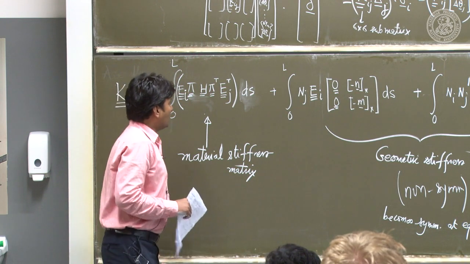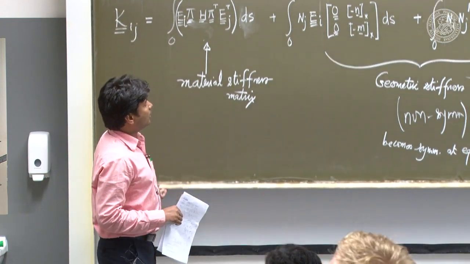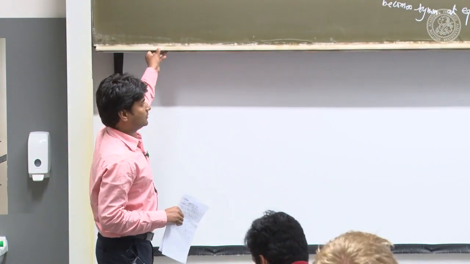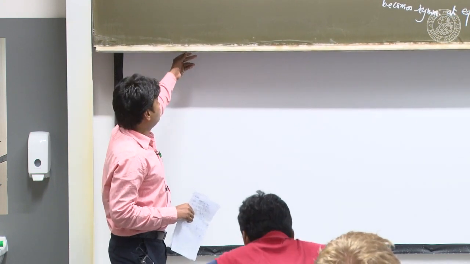All right. So, once we have assembled our residual vector and stiffness matrix, then what should be done?